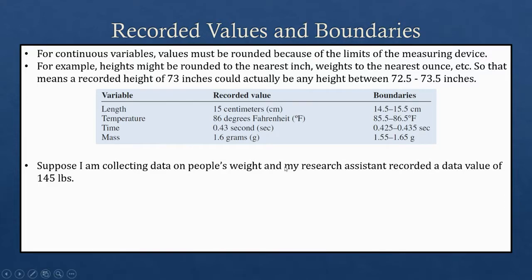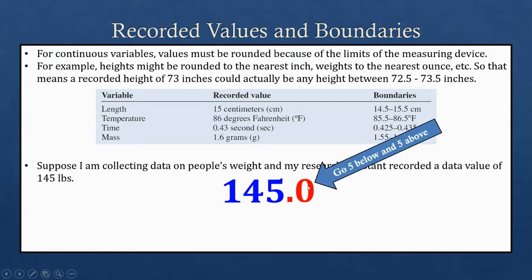So the way this works is I'm going to take my recorded value, and if I want to come up with the boundaries for it, wherever this value stops, whatever the last digit place is, whether it's ones, tens, or a decimal place, you're going to put a 0 in the next decimal spot. So in this case, because it's a whole number, I'm going to add a 0.0 to the end. If I was working with 0.43, then I would just put a 0 after that and make it 0.430. Wherever you've put that 0, then you're going to go 5 below and 5 above in that decimal place.